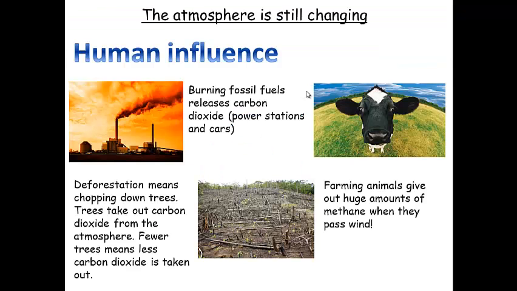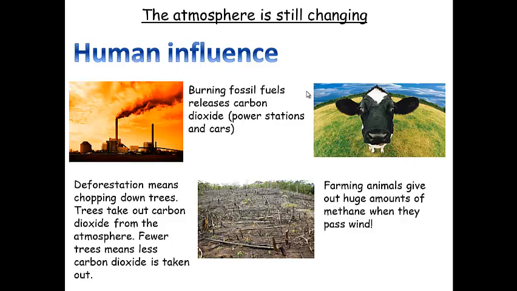Right, the atmosphere is still changing. One of the things that you need to be aware of is the human influence. So these are burning fossil fuels. If you burn these, it releases carbon dioxide. Examples of this will be power stations and cars. Deforestation means chopping down trees. So a lot of the big forests like the Amazon, these are where trees are chopped down. These take out carbon dioxide from the atmosphere using photosynthesis. So if we have fewer trees, this means that we have less carbon dioxide that's taken out.